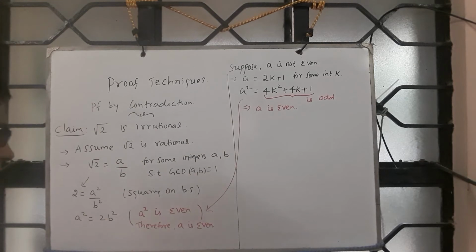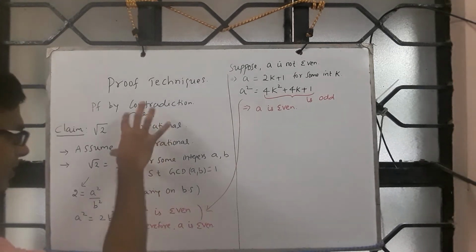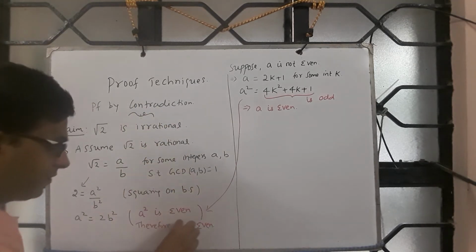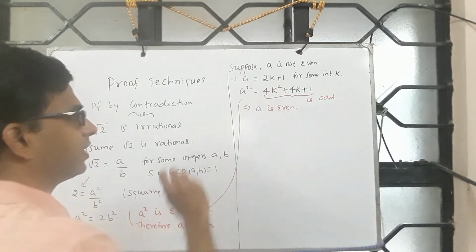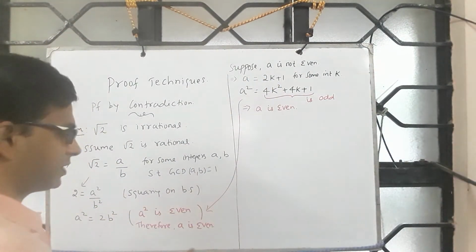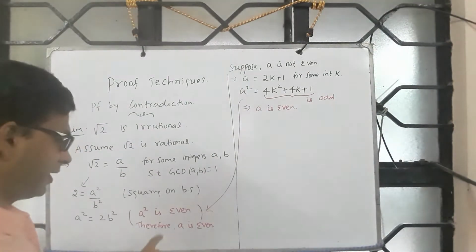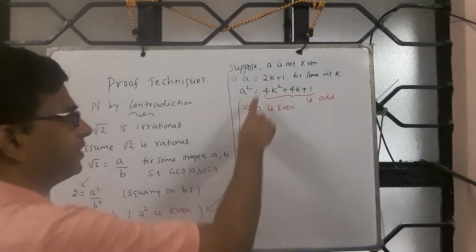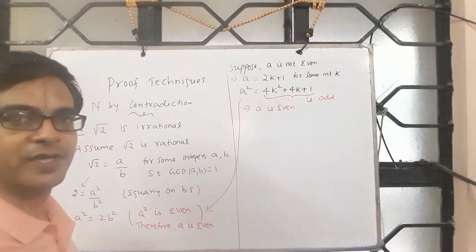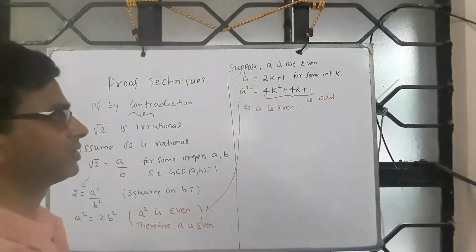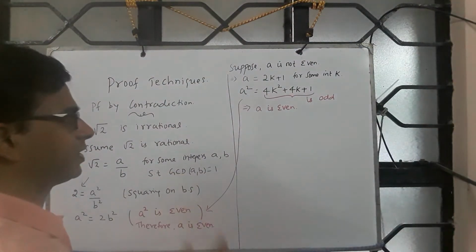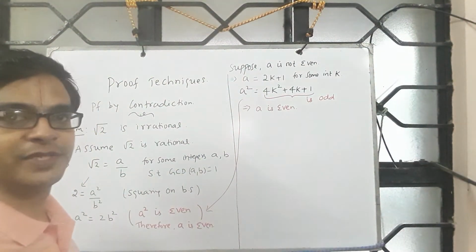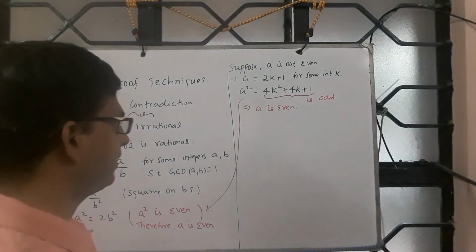Within this proof by contradiction we have a small claim, and that also involves proof by contradiction. If a square is even, then a is even. How did we establish this? Using proof by contradiction. Suppose it is not, and then you get a contradiction to the premise itself. That is what we initially showed, right?